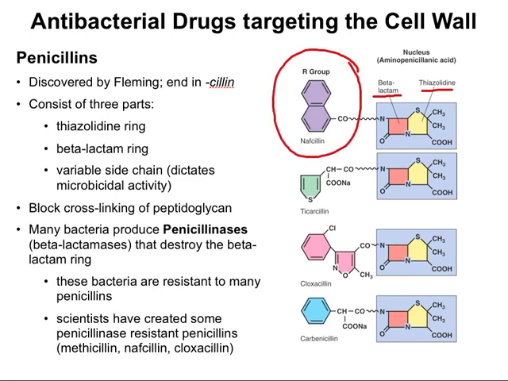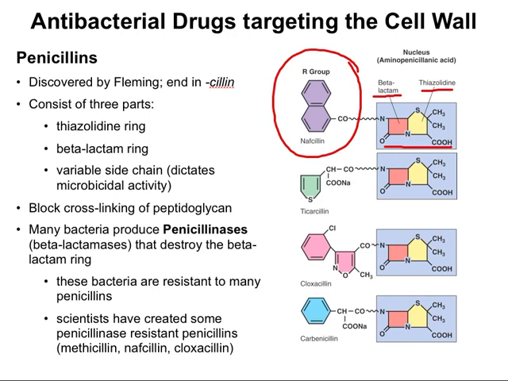Now, to me this looks much like a house with a detachable porch, and that porch can be a number of different things. Many of these penicillin drugs have been synthesized in the lab, but a lot of them are obtained from microbial fermentation processes. It's a large and diverse group. They all function by blocking the cross-linking of peptidoglycan, as we explored in the last section.